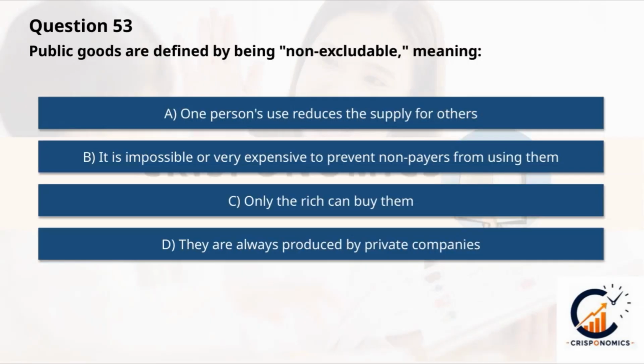Public goods have a unique quality: they're non-excludable. That means you can't easily stop people who don't pay from using them. It's not that only the rich can access them, or that one person's use takes away from another's. And they're not always produced by private companies. The key point is that once a public good is available, it's tough or costly to exclude anyone from benefiting. That's what sets them apart.